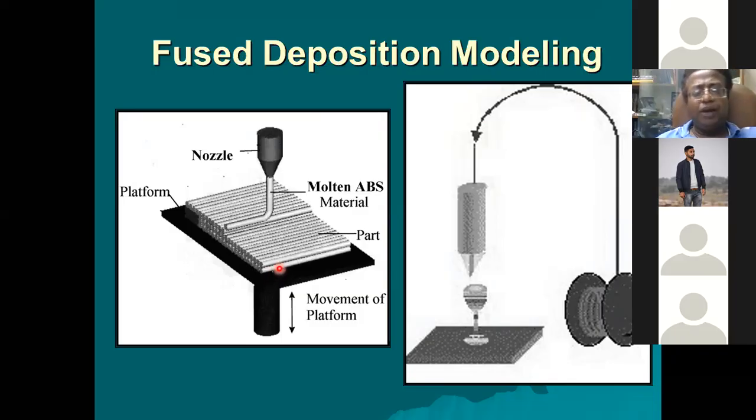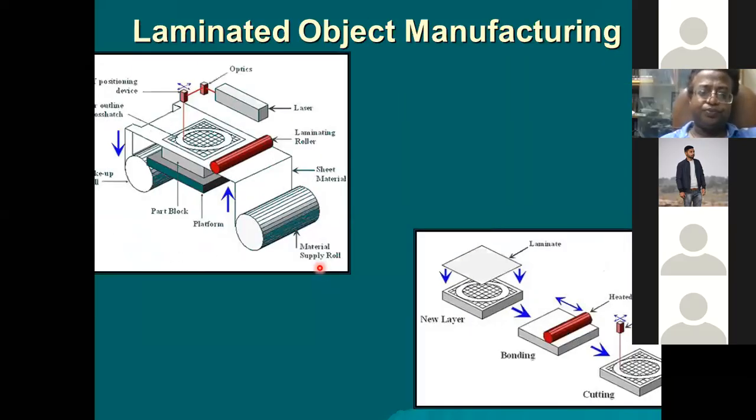And then the layer thickness cannot be very small. The minimum layer thickness is of the order of 0.25 millimeter. That is 1/4 of a millimeter. That is the minimum layer thickness possible in this kind of machine. So the resolution of the process is low, so you cannot make very accurate components, and the surface quality is also rough. So those kinds of limitations are there in this FDM process.